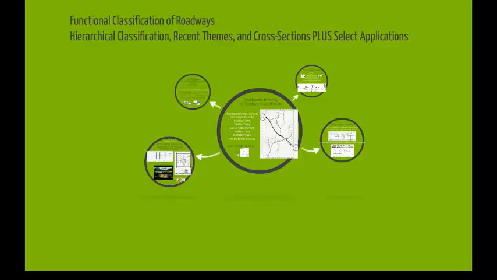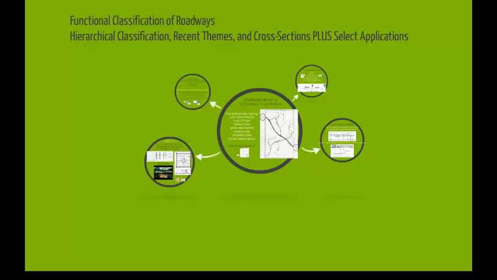Here, I will introduce functional classification of roadways and address some of the pros and cons associated with traditional hierarchical classification. I will also discuss more recent themes, such as access management, complete streets, and traffic calming. Finally, I'll identify the basic elements of a cross-section and call out resources and tools for further investigation.